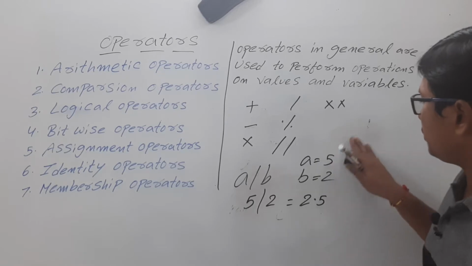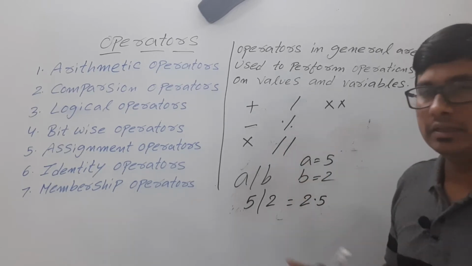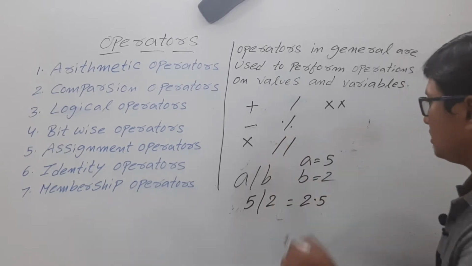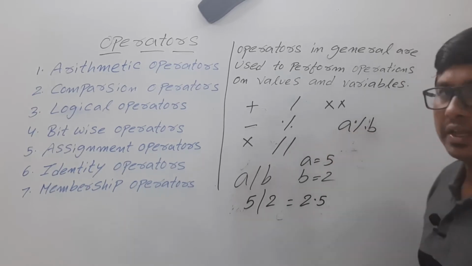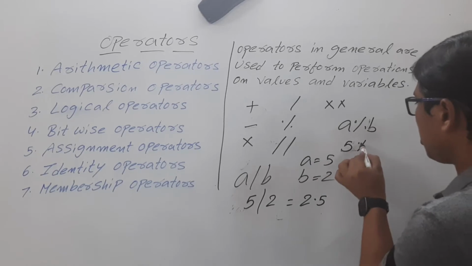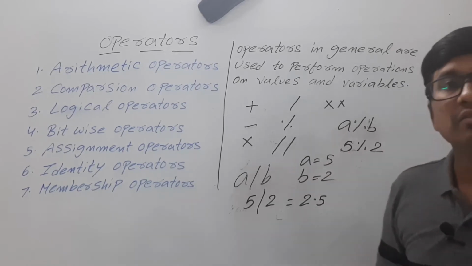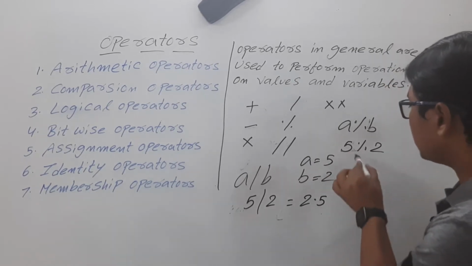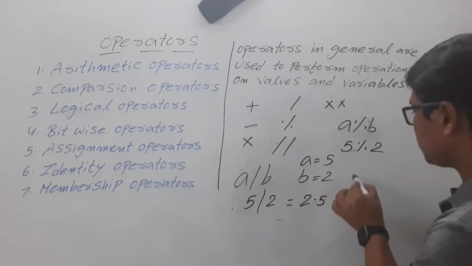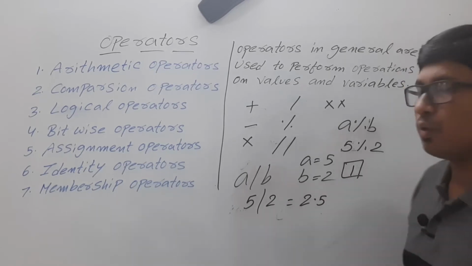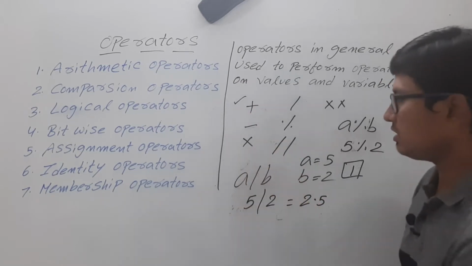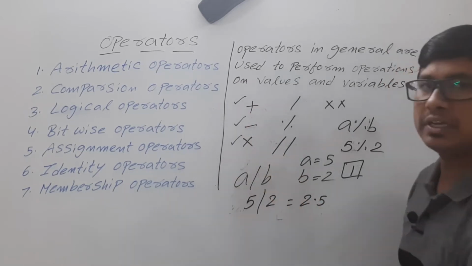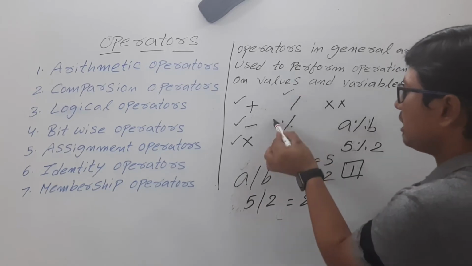Now if you want to find only the remainder, that is the modulus division. Is it clear? So a modulus b, then 5 modulus 2. The modulus operator will always give you the remainder. If you do 5 modulus 2, you will get the remainder as 1. So we have discussed addition, subtraction, multiplication, division and modulus division.